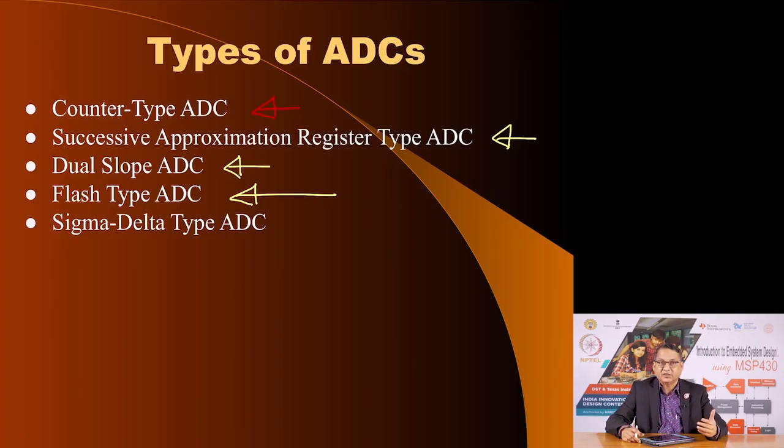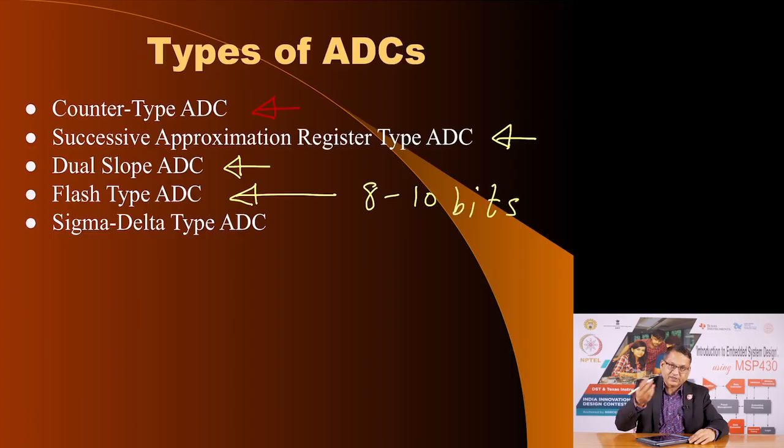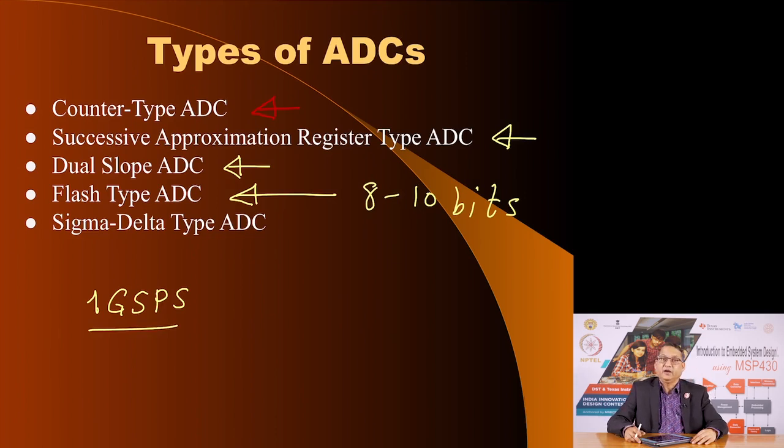The reason why they are called flash is because they are very fast, and the fastness comes from the architecture of these ADCs. They consume a lot of power, and usually these ADCs offer a resolution from 8 to 10 bits, but they offer blistering speeds. For example, if you looked at the front panel of your DSO, it would say, for example, the one we have in our lab says 1 GSPS. This stands for 1 giga samples per second. This is the kind of ADC that we have on these modern digital storage oscilloscopes.